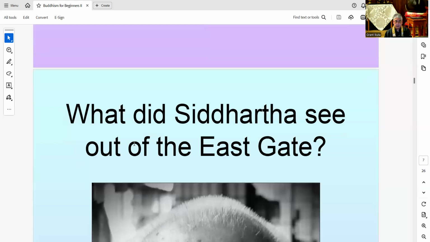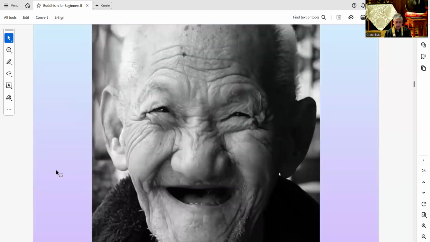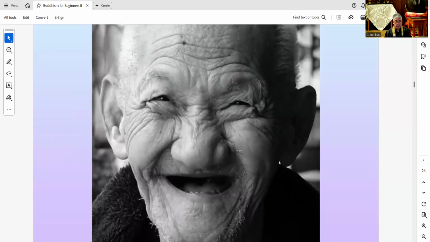And when he leaves the eastern gates, he sees an elderly person, although this person looks very happy, and it kind of surprises him. And he asks his royal advisor, well, what form of being is that? And the advisor tells him, well, that's an elderly person. And Siddhartha asks him, how does one become elderly? And the advisor tells him, well, as sure as we're born, we all must age. And so he gets a little unnerved by that and he goes back to the royal palace.